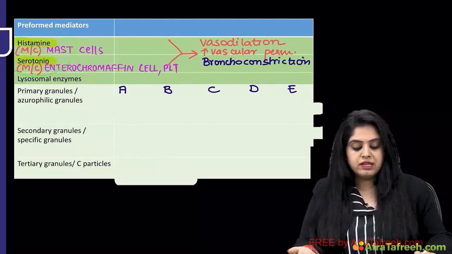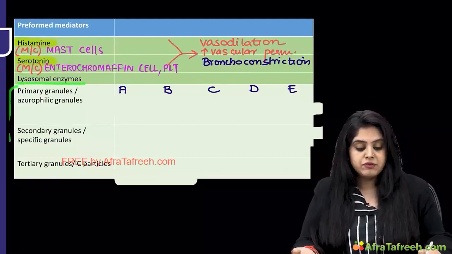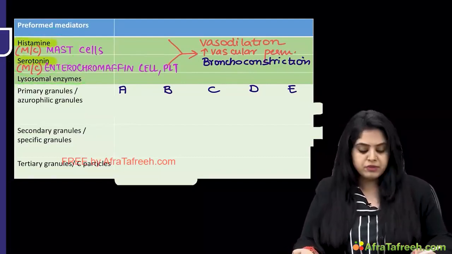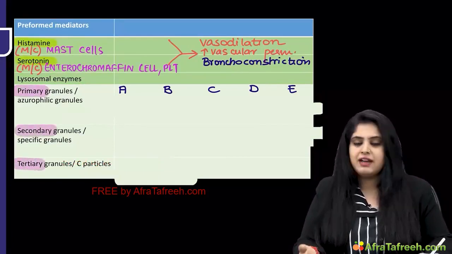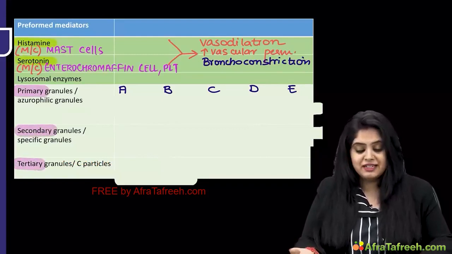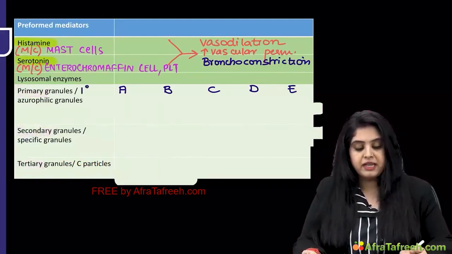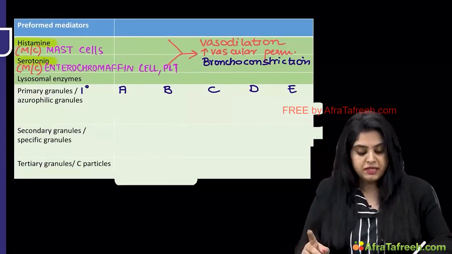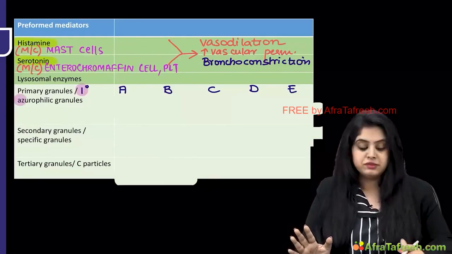Now I can move on to the next one, the lysosomal enzymes. Lysosomal enzymes actually come from these granules. Questions come on these granules. What are these granules? Primary, secondary, tertiary. They have some other names. How will I learn that? See, primary means number 1. The first alphabet is A, so they are also known as azurophilic granules.